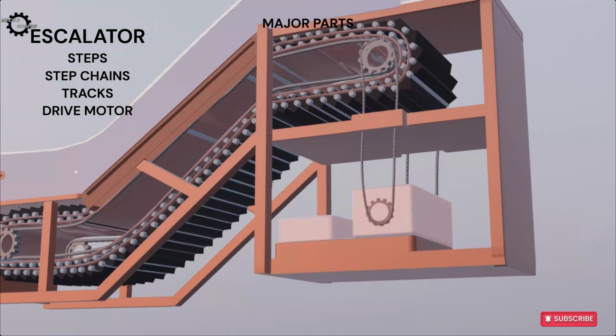Then we have the drive motor. This powers everything and provides the energy to move the escalator. These are the drive sprockets, or gears. They transfer power from the motor to the step chain.